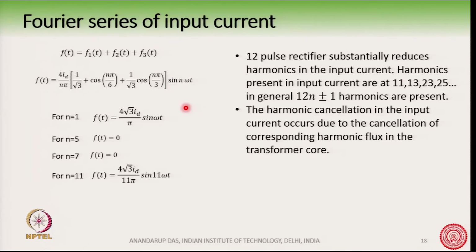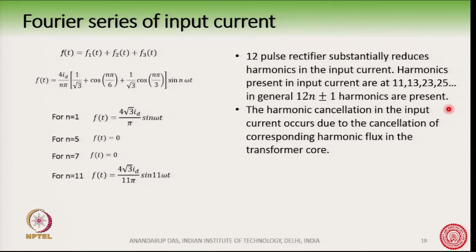Now, for n equal to 11, you will get again another value. So, this means that the harmonics present in the input current are at 11, 13, 23, 25 and in general 12n plus minus 1 harmonics are present. So, these 5th, 7th harmonics are totally absent. This has a substantial effect on the input current distortion.